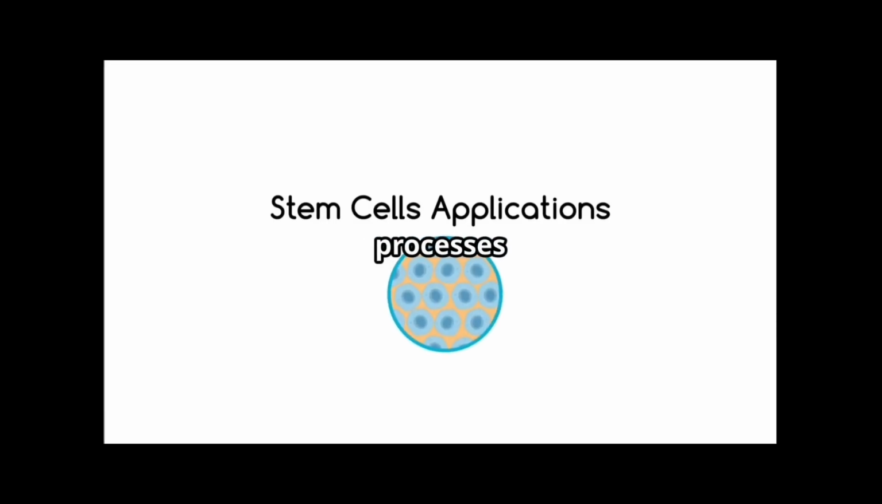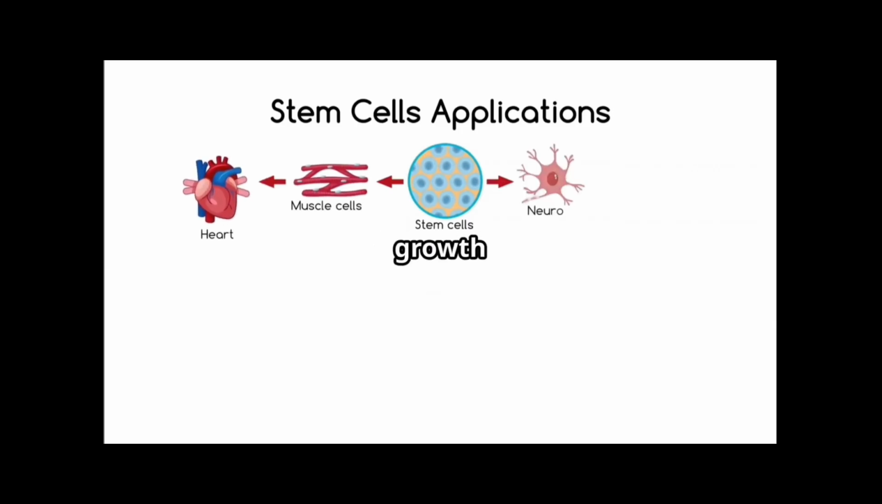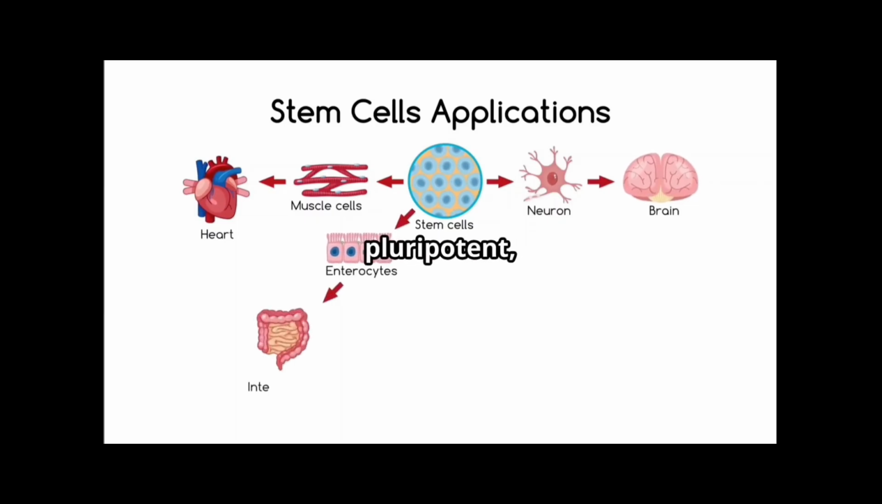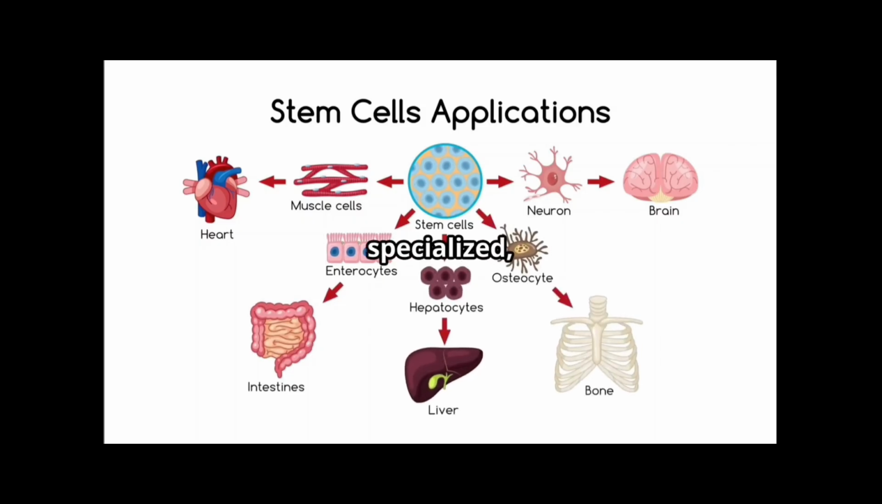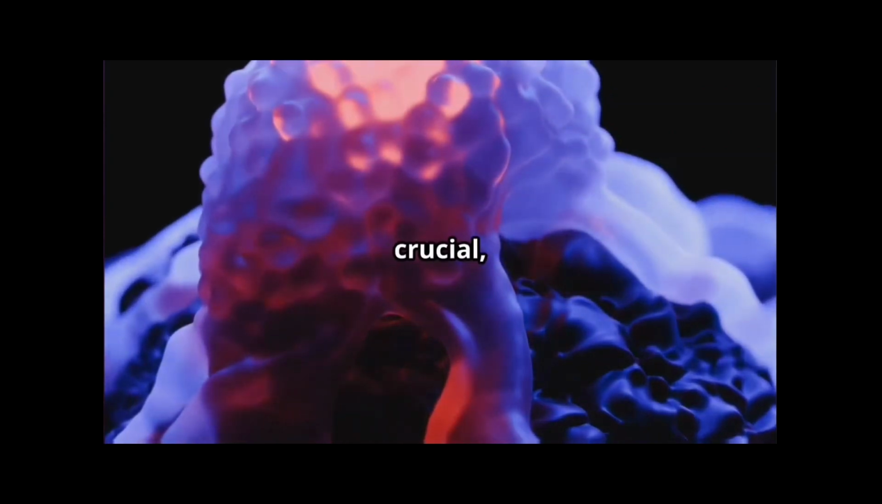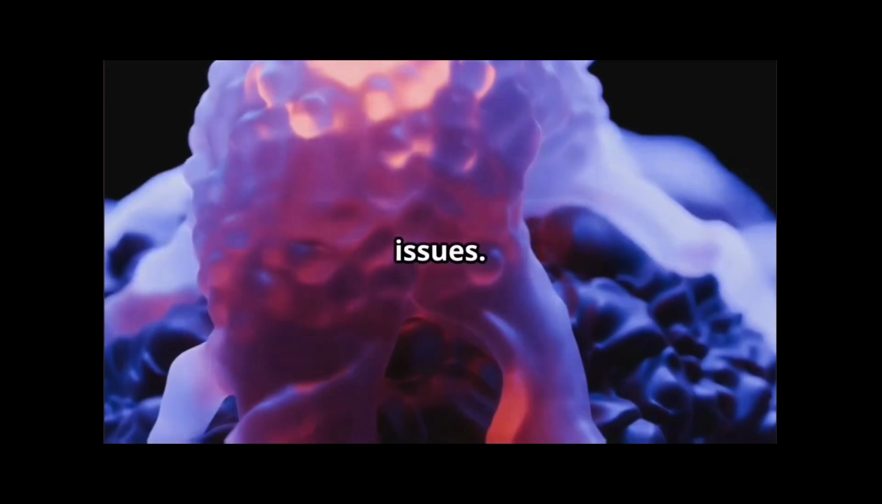Cell differentiation and specialization are processes where stem cells develop into specific cell types with unique functions essential for growth and development, guided by gene expression. Totipotent, pluripotent, and multipotent stem cells vary in their ability to form different cell types. Once specialized, cells perform roles like muscle movement or nerve signaling. Proper regulation is crucial, as disruptions can cause diseases or developmental issues.